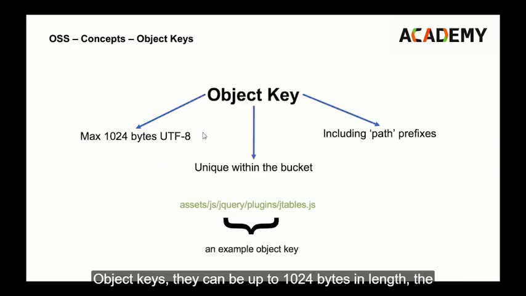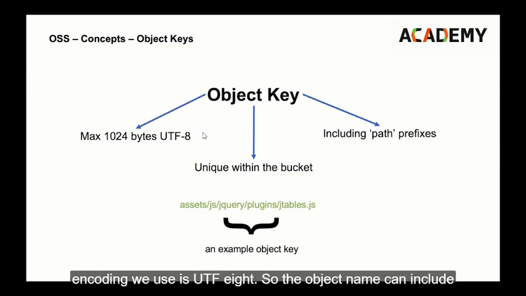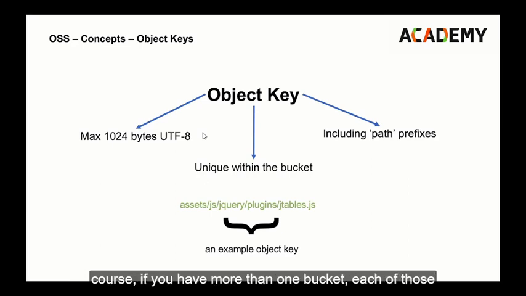Object keys can be up to 1024 bytes in length. The encoding we use is UTF-8, so the object name can include characters from other languages like Japanese or Chinese. The object key has to be unique within a given bucket, but of course if you have more than one bucket, each of those different buckets can contain objects with the same names. Object keys can contain a path prefix.